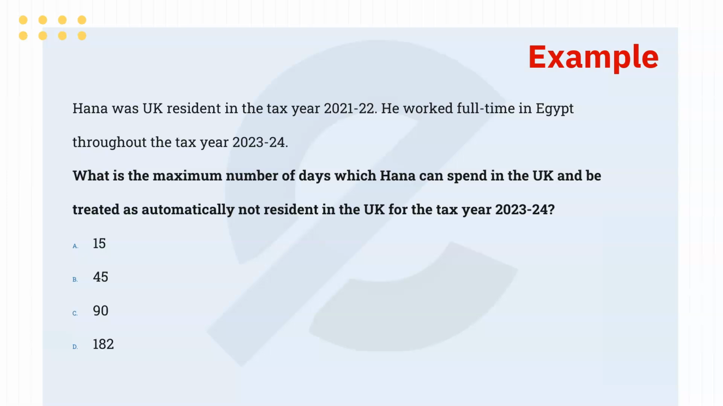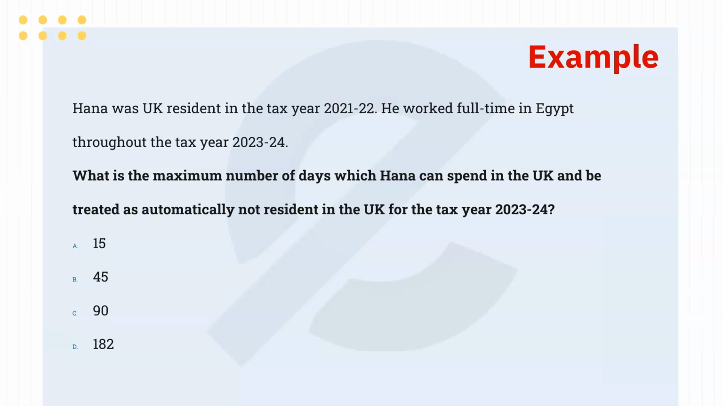This is an exam question on residency. Hannah was UK resident in the tax year 21-22. He worked full-time in Egypt throughout the tax year 23-24. What is the maximum number of days which Hannah can spend in the UK and be treated as automatically not resident in the UK for the tax year 23-24? The options are 15, 45, 90 and 182 days.